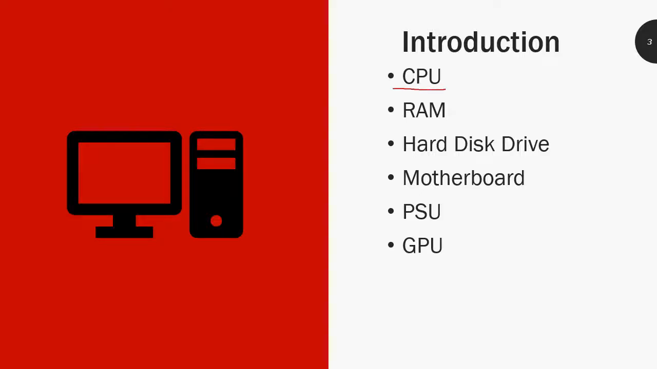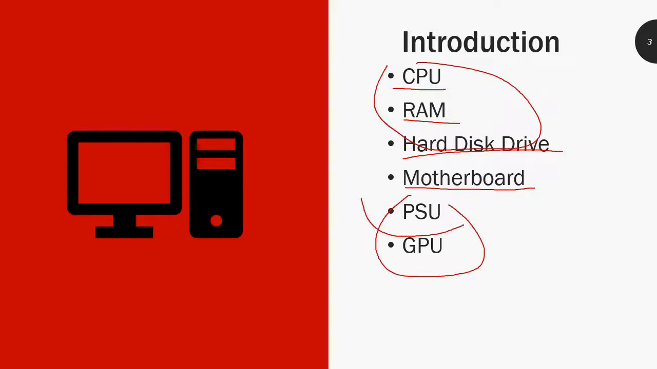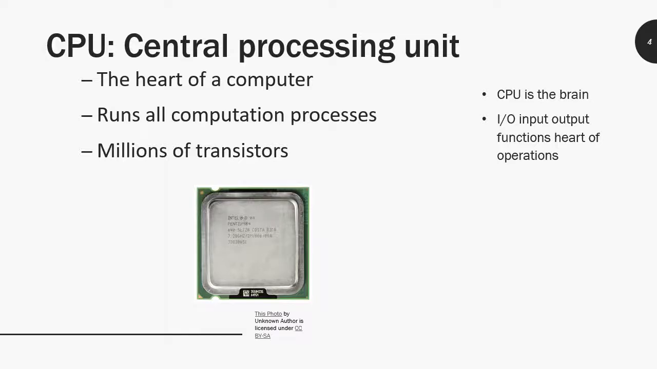Today we're going to talk about the CPU, which is a central processing unit, RAM, which stands for random access memory, hard disk drive, the motherboard, which contains everything that you see here. Technically, this is not contained on the motherboard, but it powers up the motherboard. The power supply unit and the graphics processing unit. Almost said power. We're going to start with the CPU.